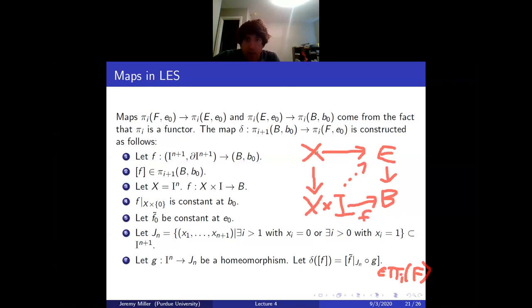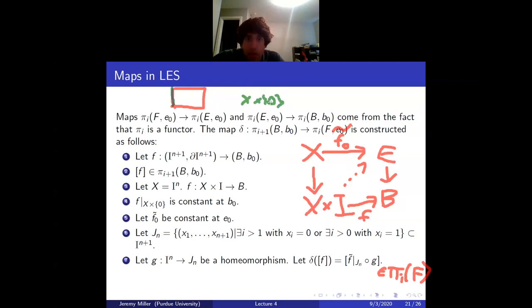Now we have f, and then we want an f0 twiddle. So the next observation is that f restricted to X cross 0 is constant at b0. So why is that? Well, X cross 0 is a subset of the boundary, right? Like if n is 1, then I^{n+1} is a square. So that's the boundary of the square, and then this green is X cross 0.